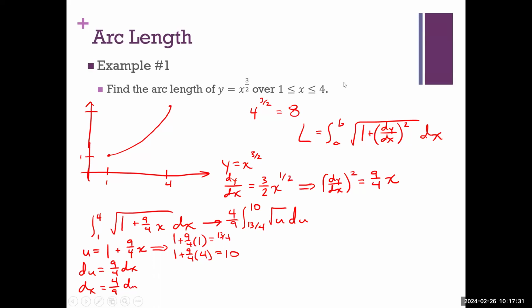All right, now what? What is the integral of u to the 1/2? Two-thirds u to the 3/2 evaluated at 10 and 13/4. Then you cancel for me here. So I get 8/27 times u to the 3/2 on these bounds. I don't think these are going to come out very conveniently. So let's go.